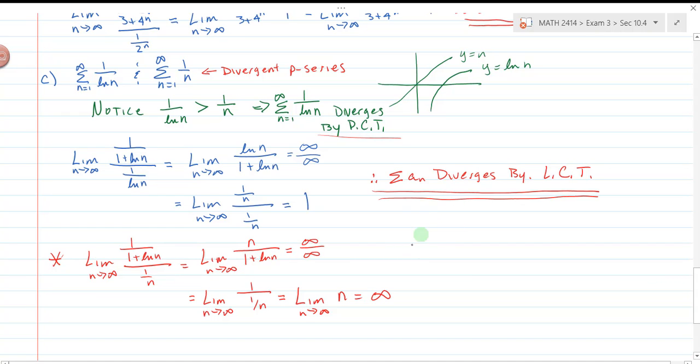But notice we got the same conclusion. Our series is going to diverge by the limit comparison test. The path you take to get to the answer does not change the answer.